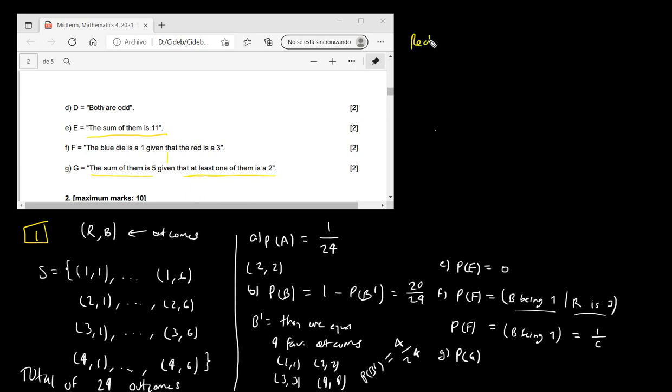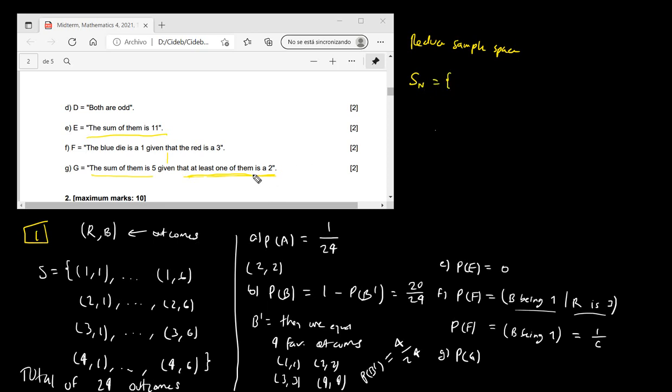Okay, so let's reduce the sample space. Remember that when you know that something has happened, the consequence is that the sample space is reduced. This is the original sample space, but now that you know that at least one of them is a 2, this sample space is reduced or collapsed or shortened, whichever way you want to look at it. So this is the new sample space. I'm going to call it Sn for sample space new.